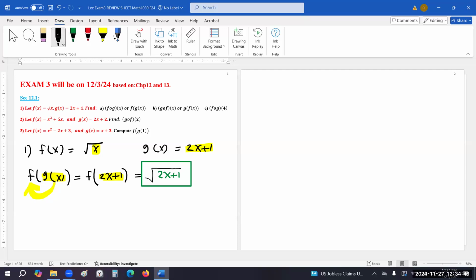On the other hand, if they're asking you to find g of f of x, it means you're putting the f function inside the g function. So this is same as you are trying to find out g of square root of x, because this is what the f function is.